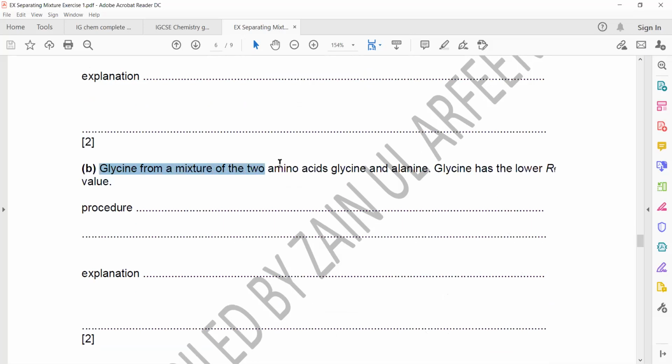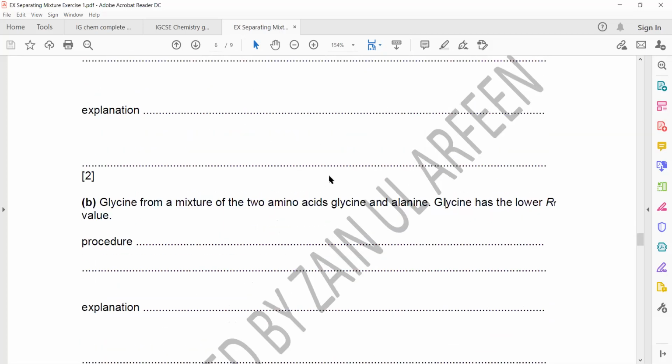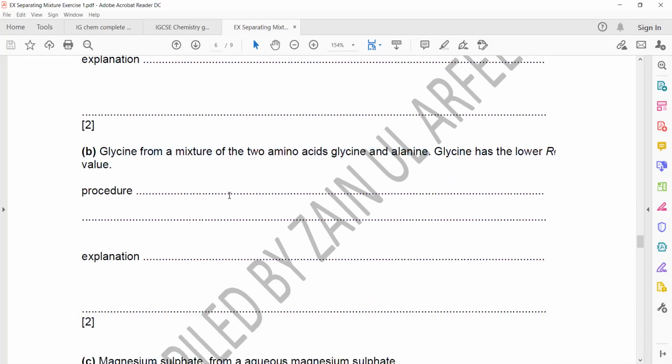Separate glycine from a mixture of two amino acids, glycine and alanine. Glycine has a lower RF value. Which technique or procedure, which method will you use if you want to separate them? Chromatography will be used, and then explain how it will work.